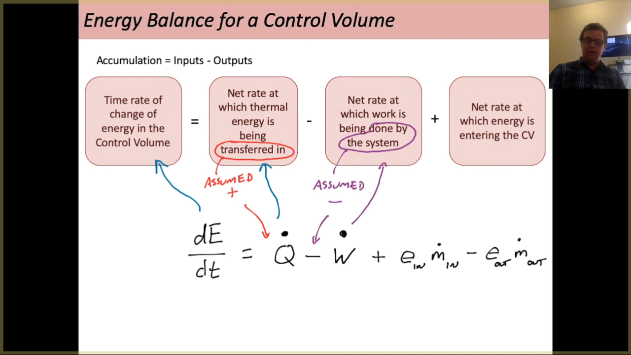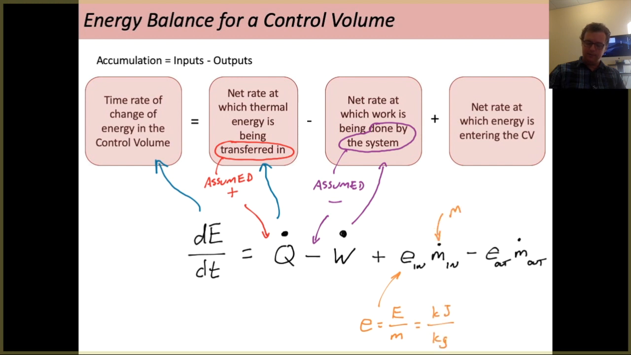We can also have work being done by the system. And there, again, is an assumption there that the system is doing work. So it is giving its energy away or transferring it to something else. If work is being done on the system, then the net rate would be a positive. Right? So you've got to really watch these conventions. We're assuming that thermal energy is coming in as a default and that our system is doing work by default.